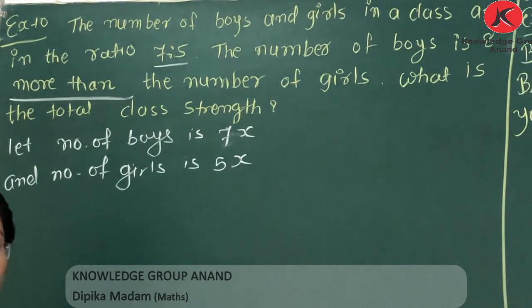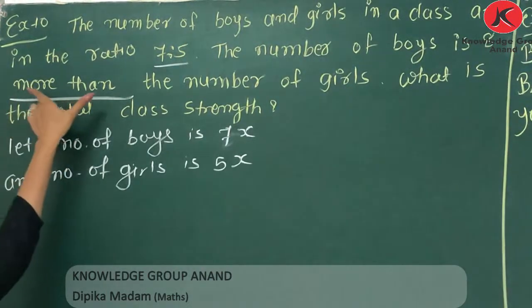When is an equation formed? When there is an equal to sign in between. But more than means it is a greater than sign. So we cannot write the equation with the statement more than.